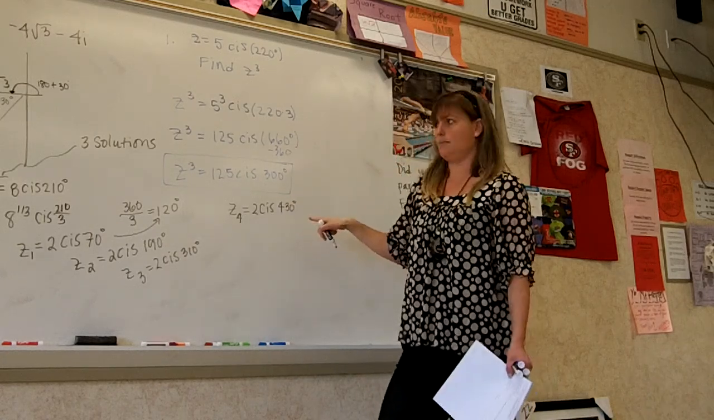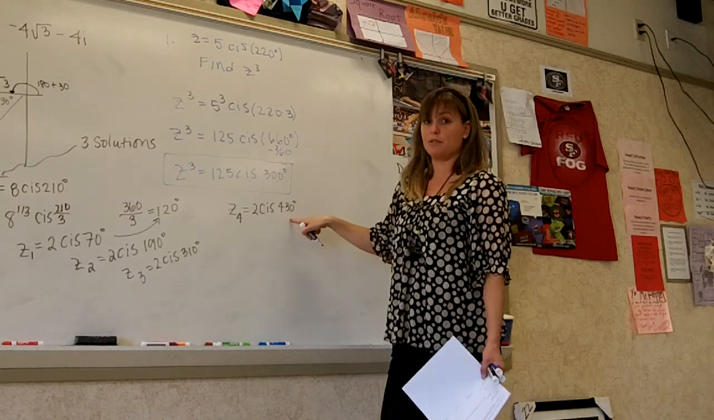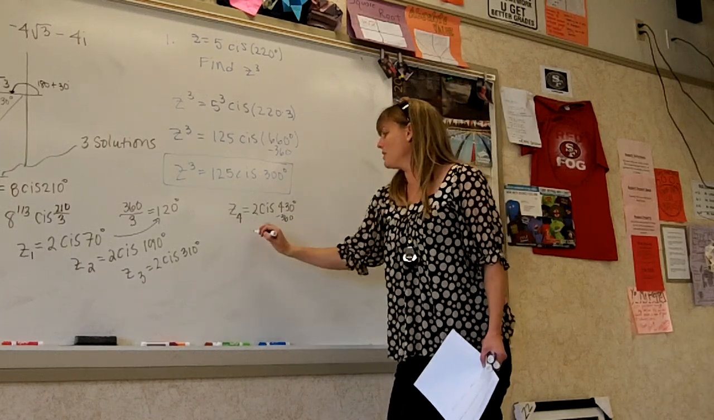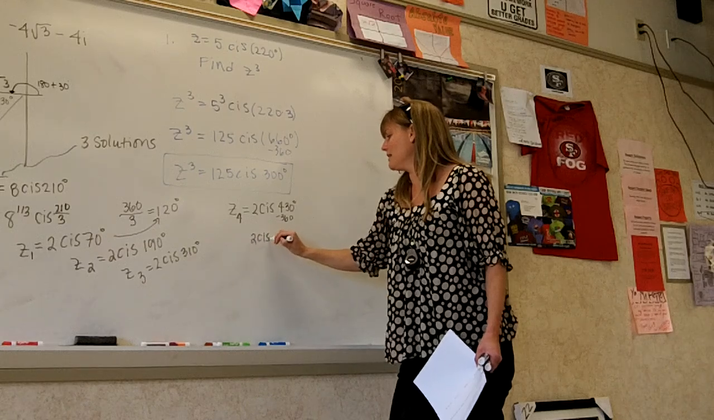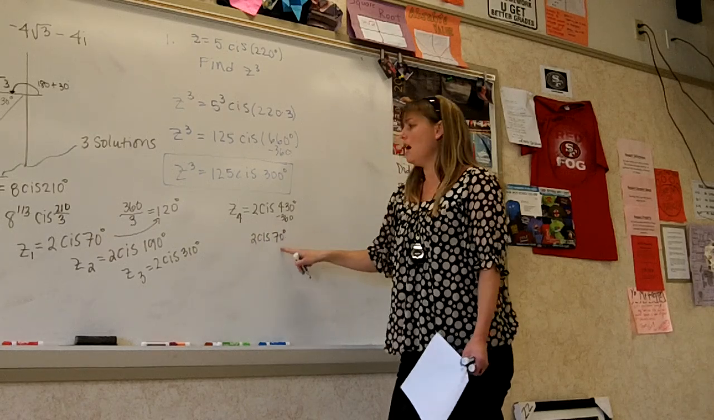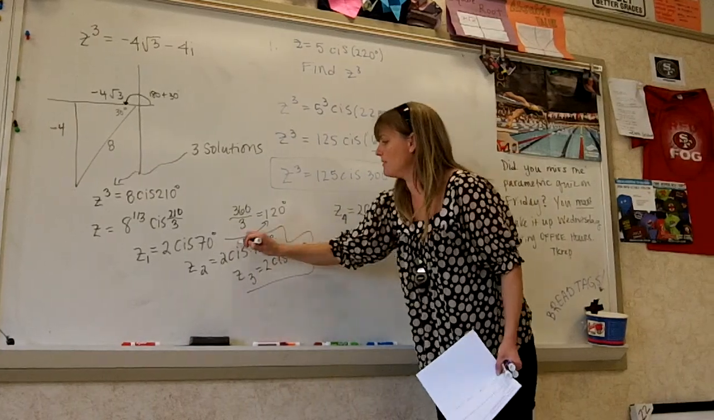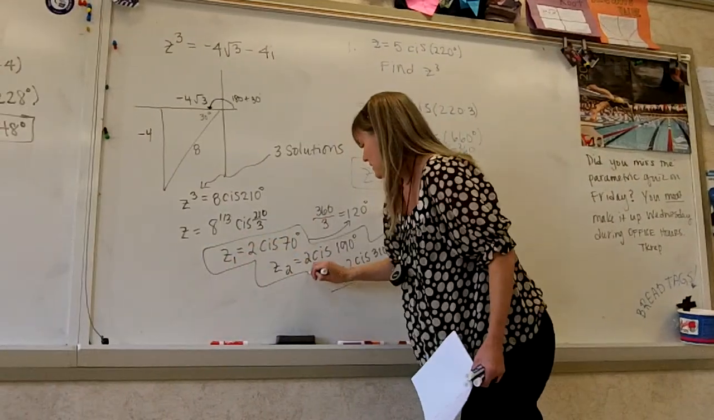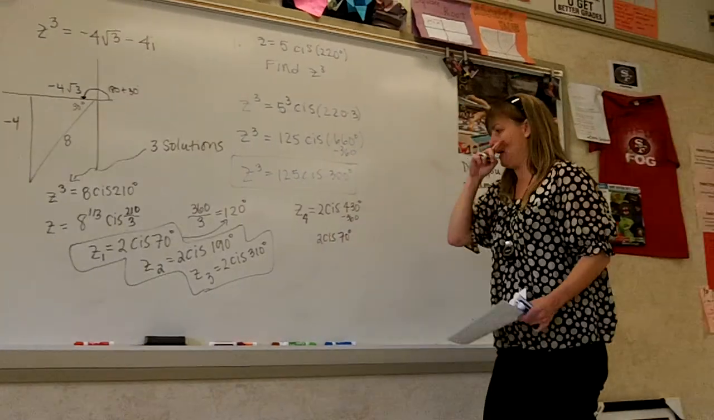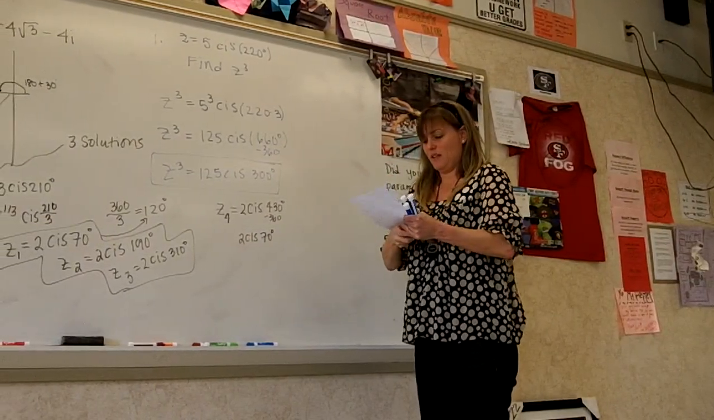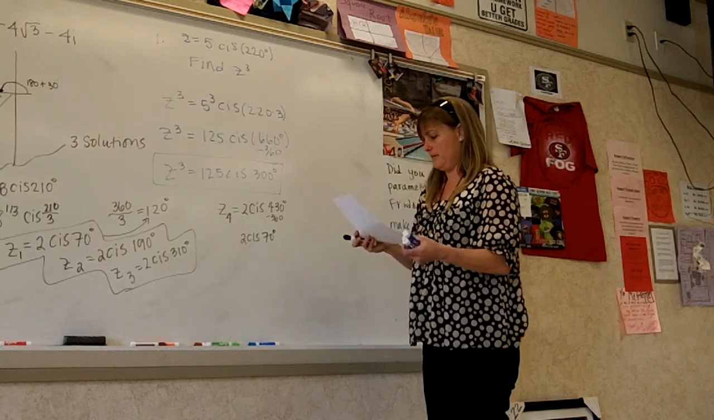Oh yeah, but Miss Crumples, she always freaks out. Make sure this angle is between 0 and 360. So I'm going to minus 360. And what do I get? 2 cis 70. Oh, which is right back to where we started. So these 3 would be your only answers. You don't need to keep going. All right, so let's try one more example, and then you guys can work on the rest on your own.